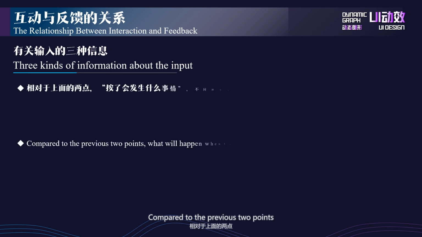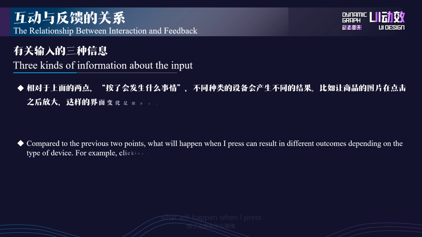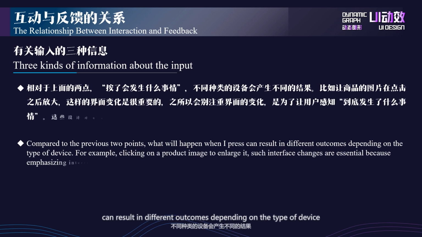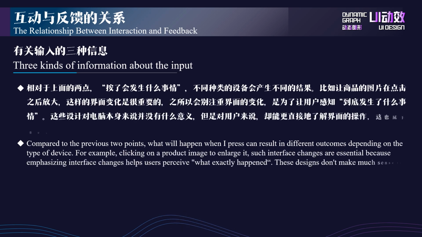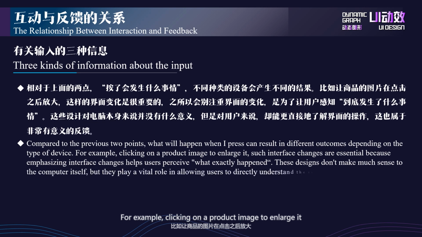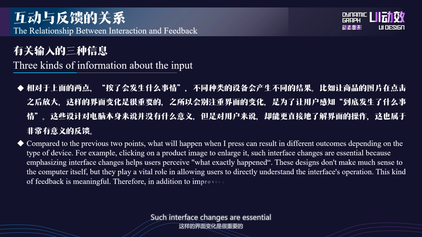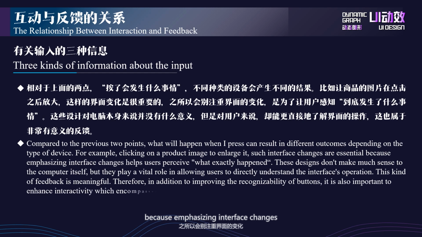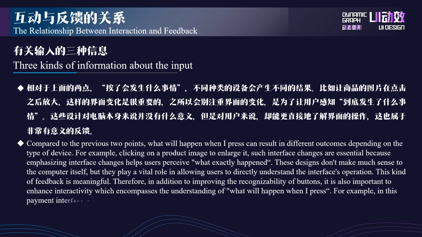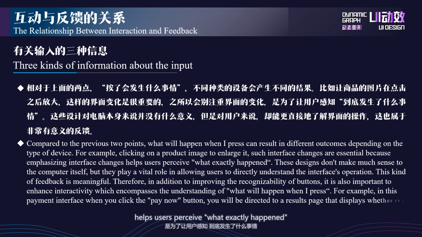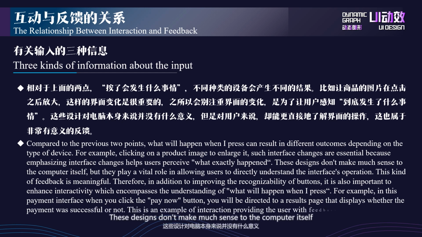Compared to the previous 2 points, what will happen when I press can result in different outcomes depending on the type of device. For example, clicking on a product image to enlarge it, such interface changes are essential because emphasizing interface changes helps users perceive what exactly happened. These designs don't make much sense to the computer itself, but they play a vital role in allowing users to directly understand the interface's operation. This kind of feedback is meaningful.